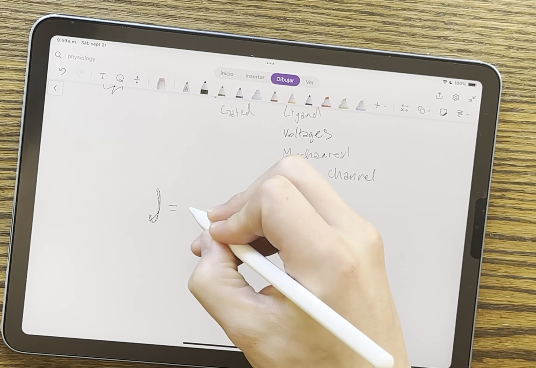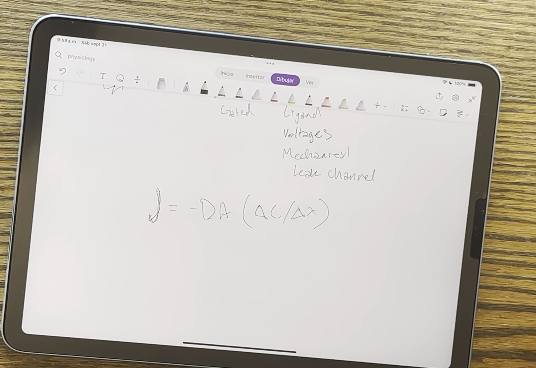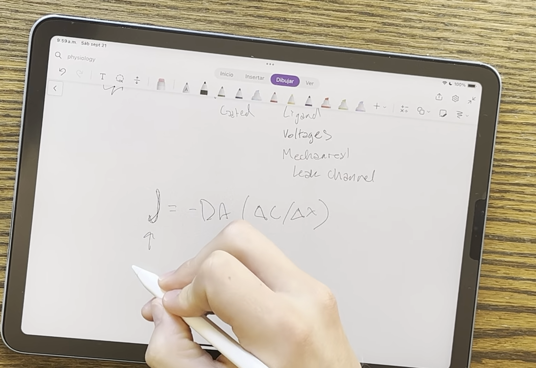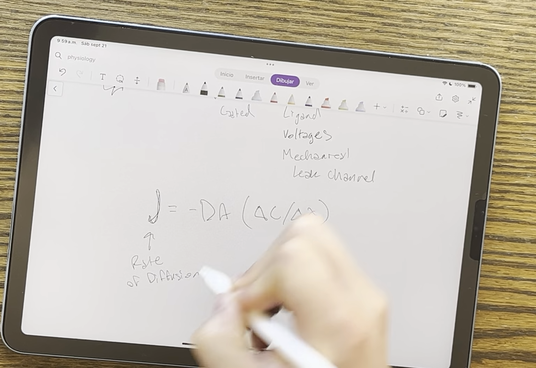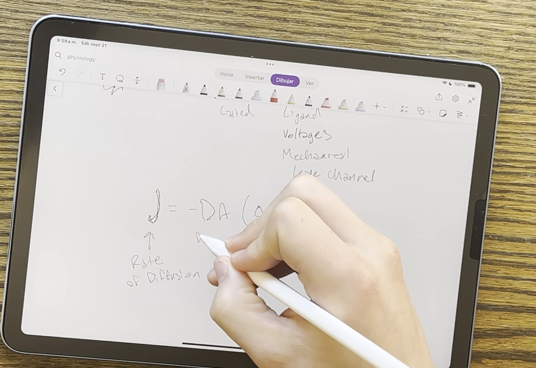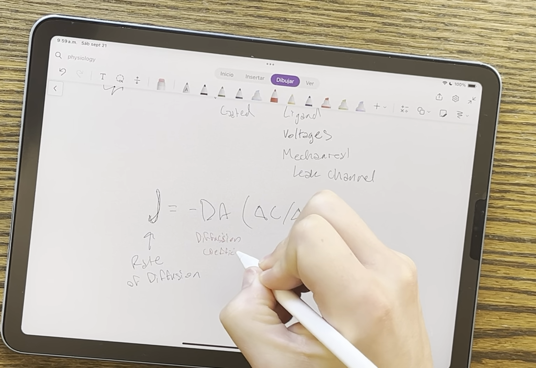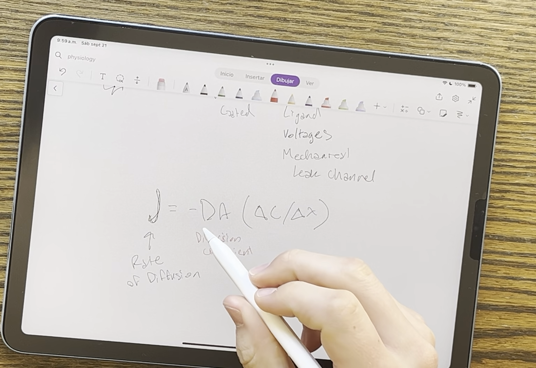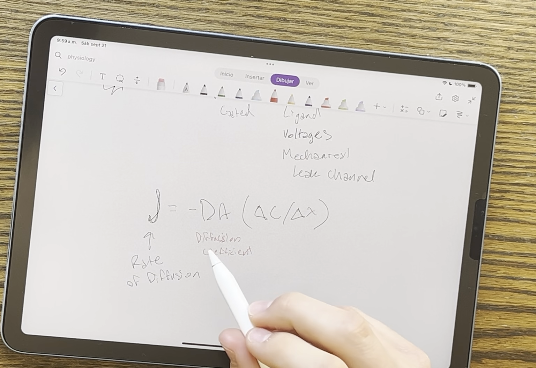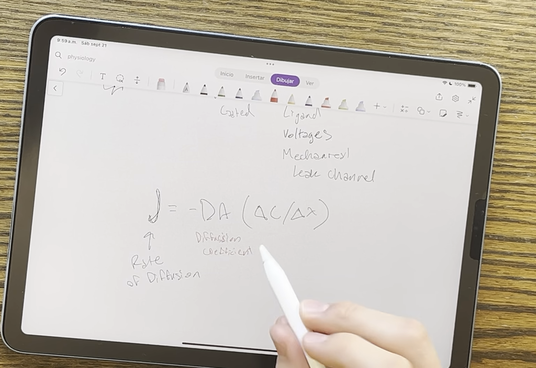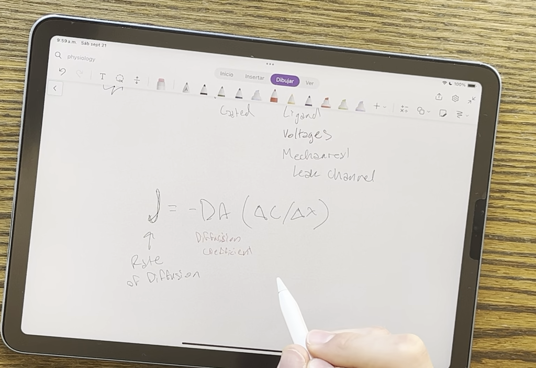It's written as J equals negative D A times delta C over delta X. So what this equation means is J is the rate of diffusion. So this is a way to calculate the rate of diffusion. D is known as the diffusion coefficient. So the diffusion coefficient is based off of the size and solubility of a particle. If a particle is smaller, it's going to diffuse easier. If a particle is larger, it's going to diffuse slower. Same thing with solubility. If something's really soluble, it's obviously going to diffuse better than if it's non-soluble.